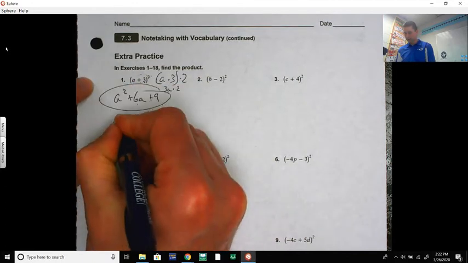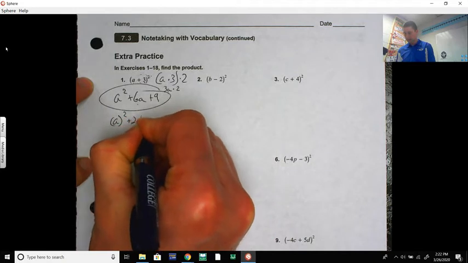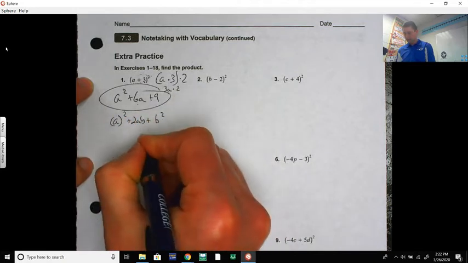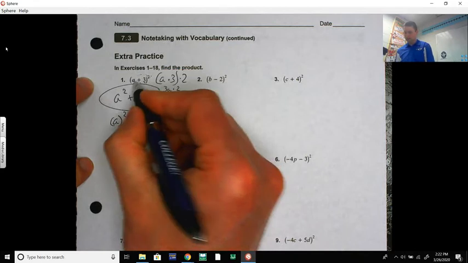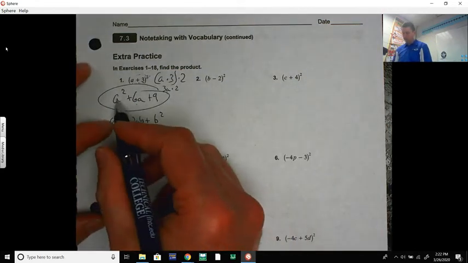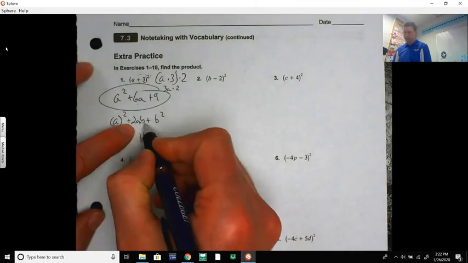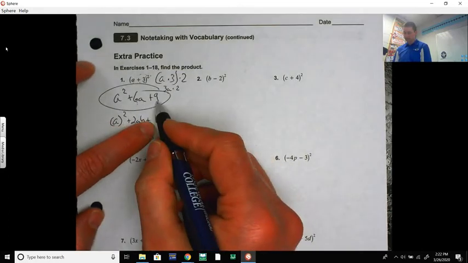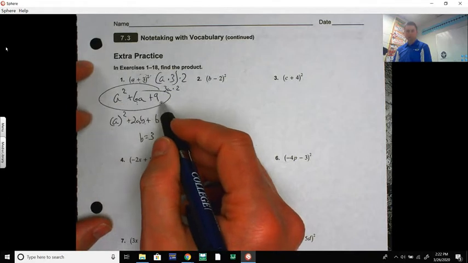So we have a squared plus 2ab plus b squared. In this case, b equals the 3, and a is going to be a. So a squared is a squared, 2 times a times 3 is 6a, and 3 squared is going to be 9.